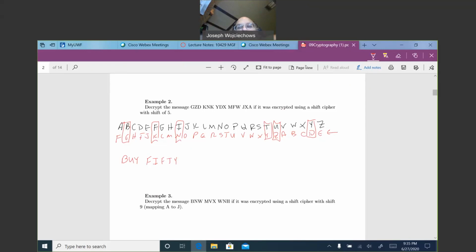Then we have X, which is S. Then we have M, which is H. Then we have F, which is A. Then we have W, which is R. Then we have J, which is E. Then we have X, which is S again. And then we have A, which is V.